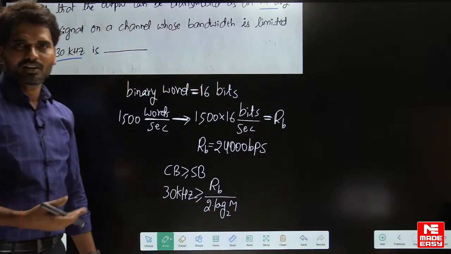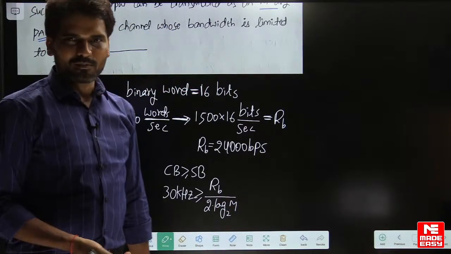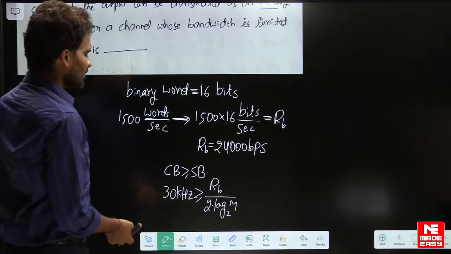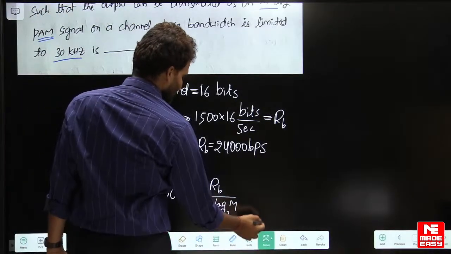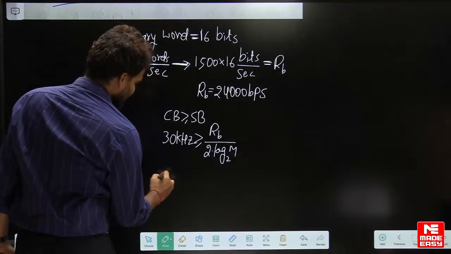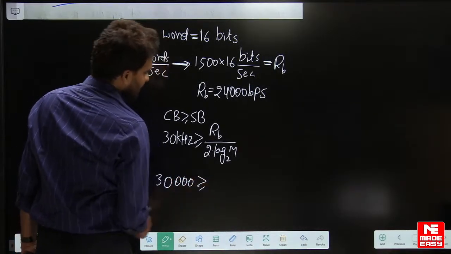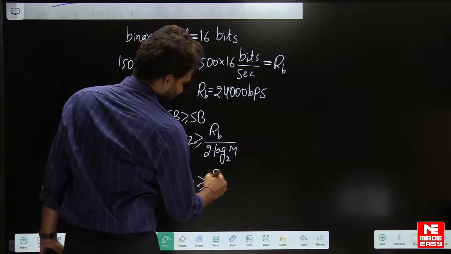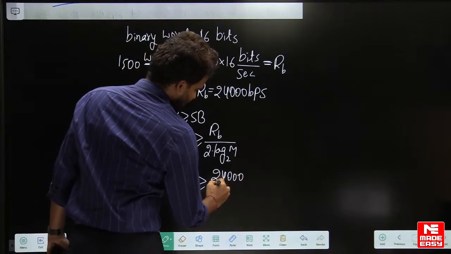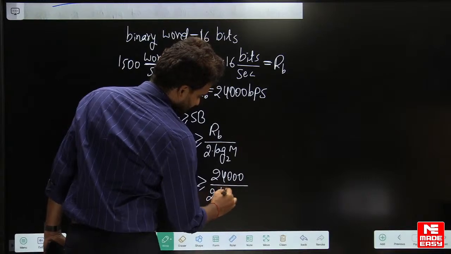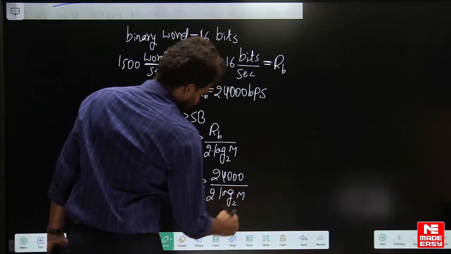So that can be M-ary PCM or M-ary PAM. That minimum bandwidth will be RB by 2 log M base 2. So this is 30,000. This is greater than or equals to RB. RB is equals to 24,000 by 2. This is log M base 2.